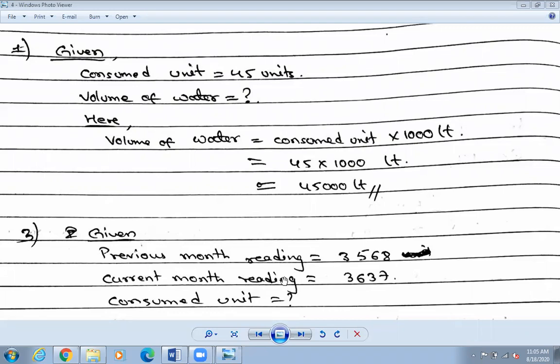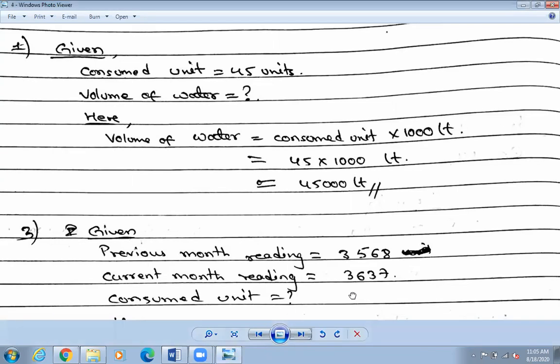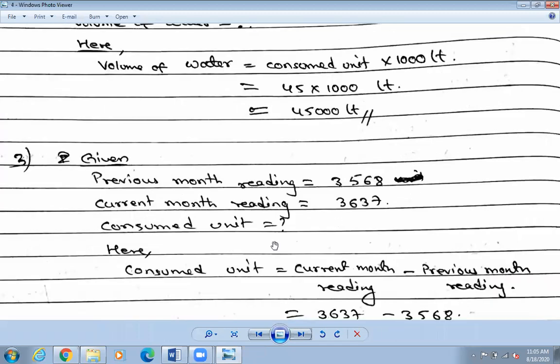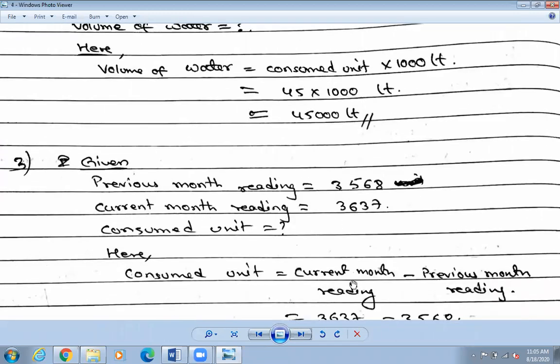So how do we find how many units were used? We need to do subtraction. Bigger minus smaller. Which is bigger? The current month is bigger, and the previous month is smaller. So what is the formula? Consumed unit equals current month reading minus previous month reading. Okay, so this is going to be the formula.